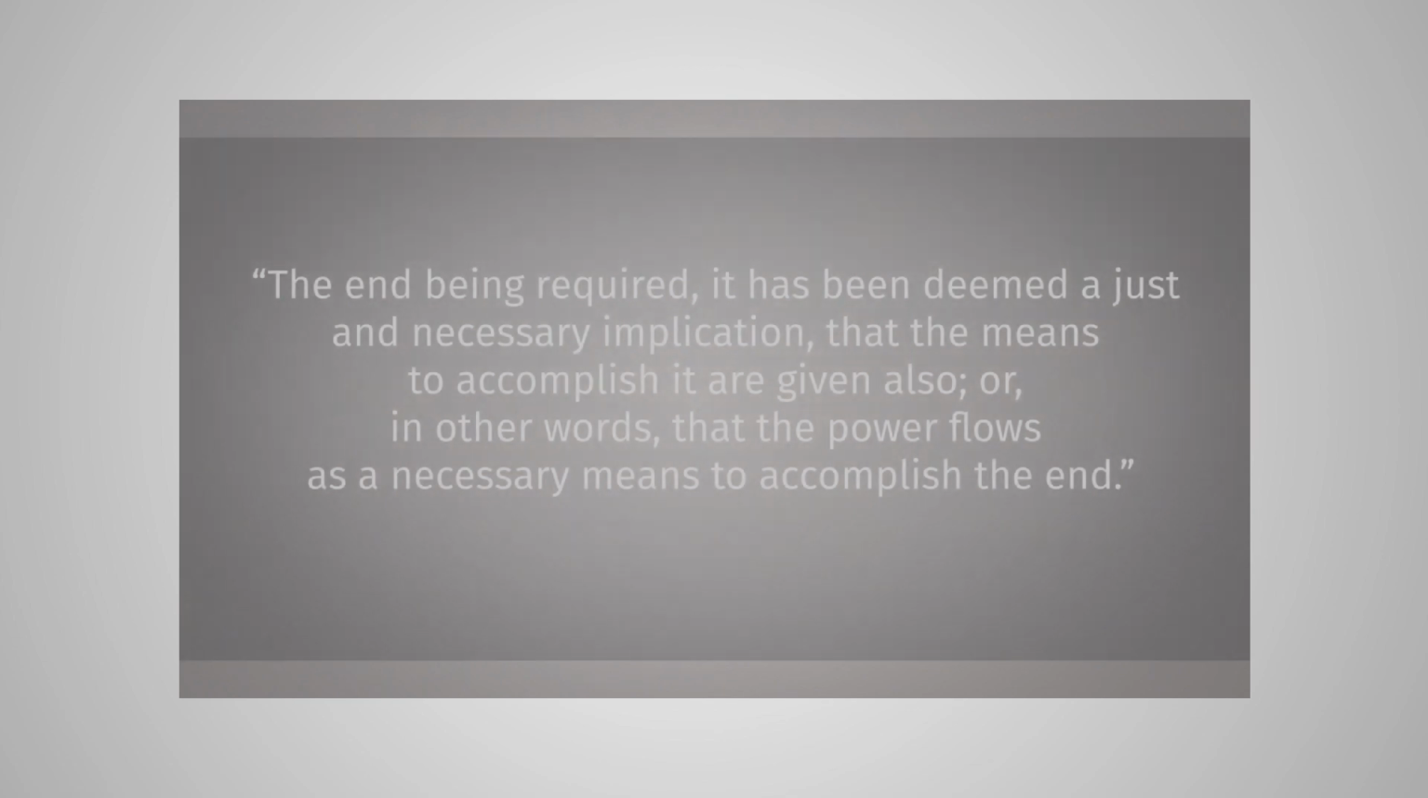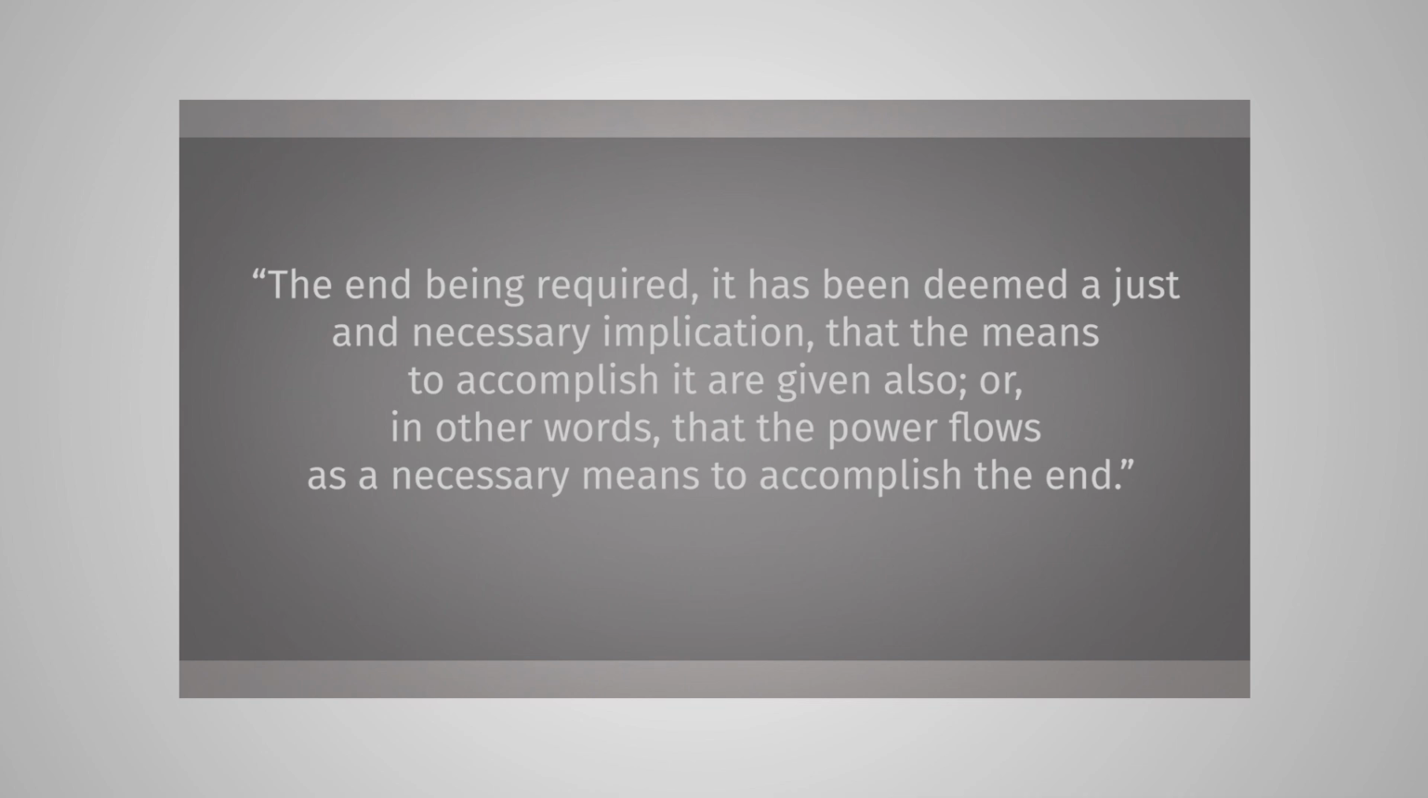Justice Story responded that the Necessary and Proper Clause provides the necessary authority. He wrote, quote, "The end being required, it has been deemed a just and necessary implication that the means to accomplish it are given also, or in other words, that the power flows as a necessary means to accomplish the end." This construction by Story in Prigg extends well beyond Chief Justice Marshall's opinion in McCulloch. It remains one of the most expansive readings of the Necessary and Proper Clause ever adopted by the Supreme Court.